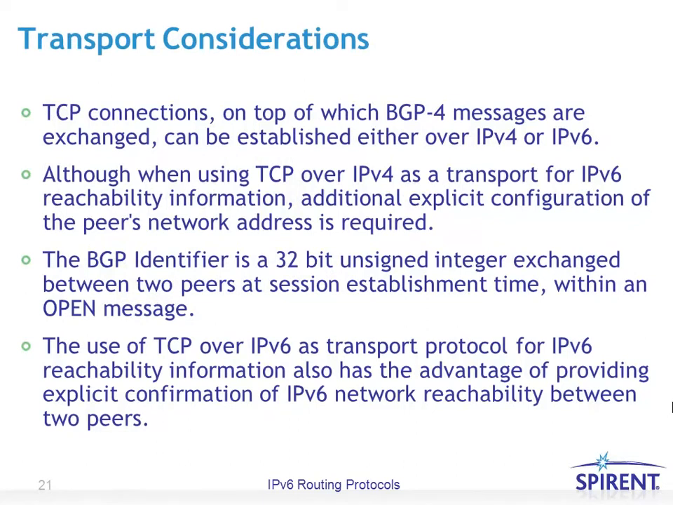And a few transport considerations. As we discussed when we were talking about the IPv6 header structure, there were some modifications that needed to be made to the upper layer protocols. In the case of BGP, only using TCP, so we only consider that. TCP connections on top of which BGP messages are exchanged can be established either over IP version 4 or IP version 6. But when using TCP over IP version 4 as a transport for IP version 6 reachability information, additional explicit configuration of the peer's network address is required. The BGP identifier is actually a 32-bit unsigned integer exchanged between two peers at the session establishment time within an open message. And finally, the use of TCP over IPv6 as a transport protocol for IPv6 reachability information also has the advantage of providing explicit confirmation of IPv6 network reachability between two peers.